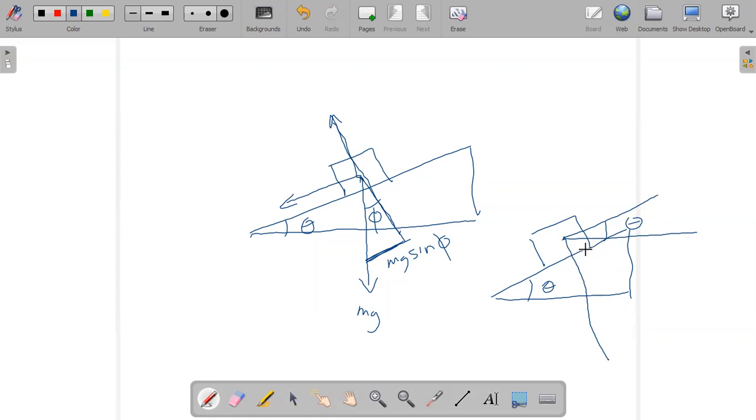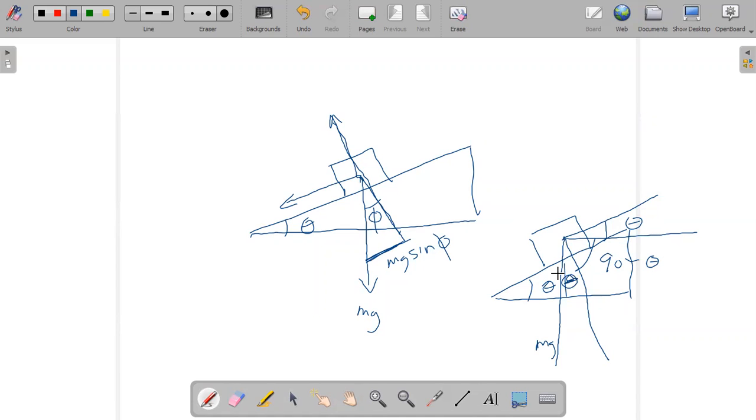It's normal to the angle of incline. So this angle is going to be 90 minus theta. All right, and now I'm going to put a normal 90 here, which is mg. So if this is 90, and this is 90 minus theta, then this guy's going to be theta.